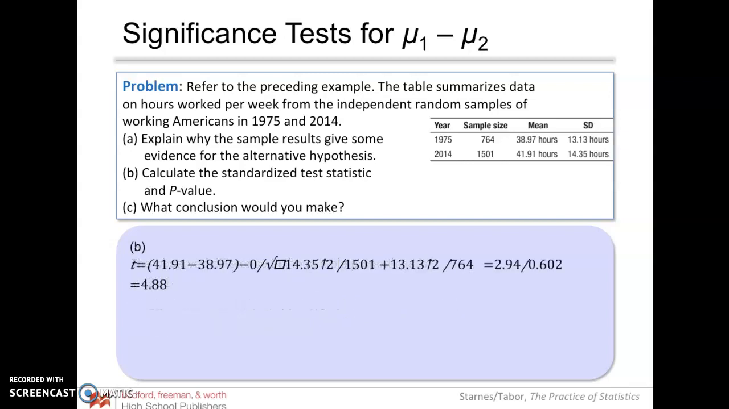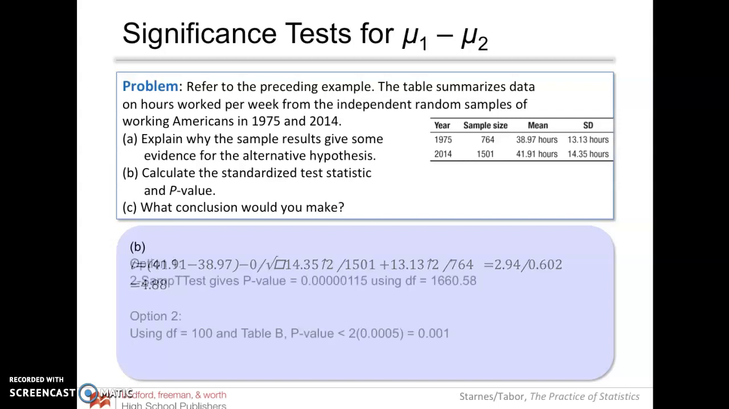For part B, it says calculate the standardized test statistic and the p-value. So once again, this is a kind of messed up formula, but basically we're going to do the difference between the means minus 0, which is the hypothesized difference. That's going to be divided by the square root of the sample size squared. Wow, this is really rough looking. But you remember the calculator formula, or the formula off of your formula sheet, which is the square root of S1 squared over n1 plus S2 squared over n2. Hopefully you remember that. And we end up with a test statistic of 4.88.